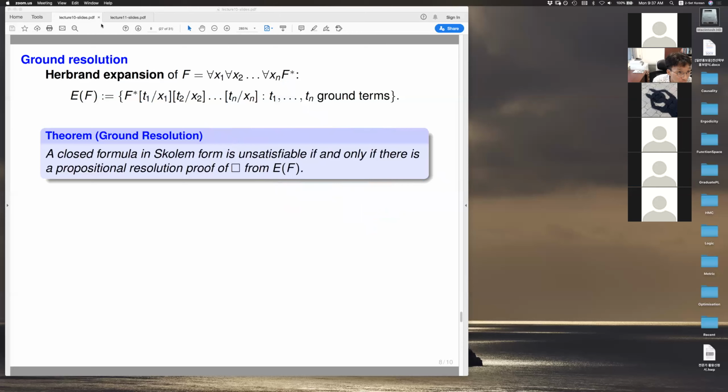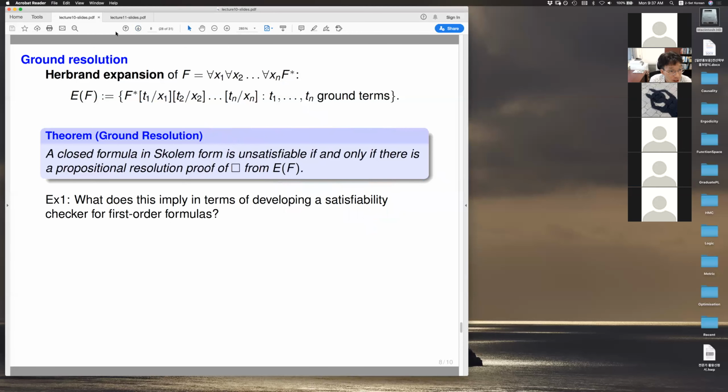Okay, so now the question becomes how to prove this. Okay. So actually this is not satisfiability, it's a validity checker. I thought I changed this. Maybe the next slide is written as validity.